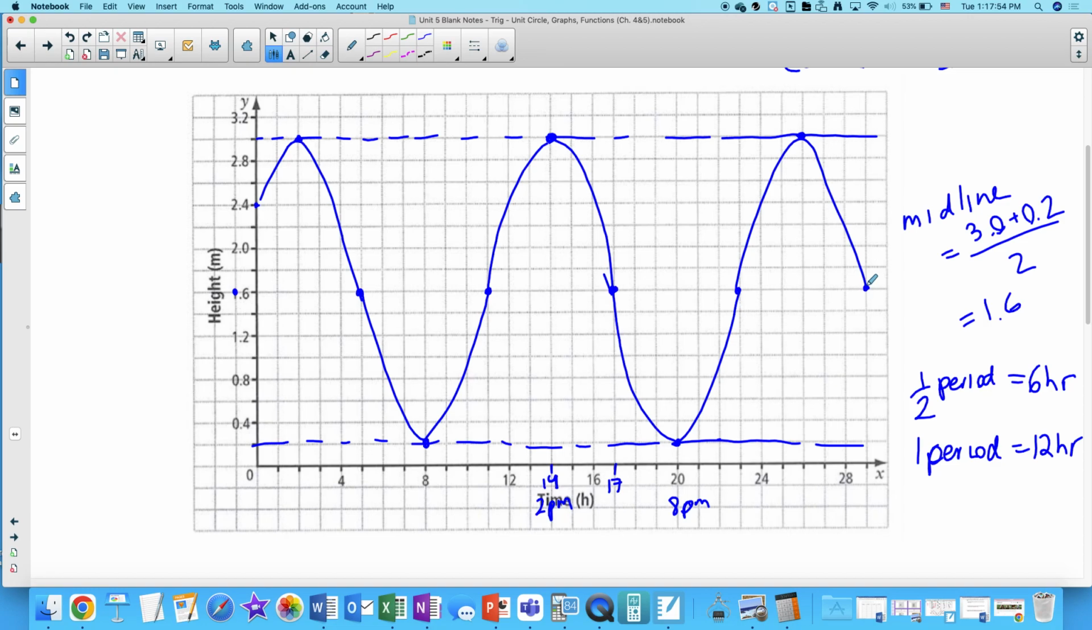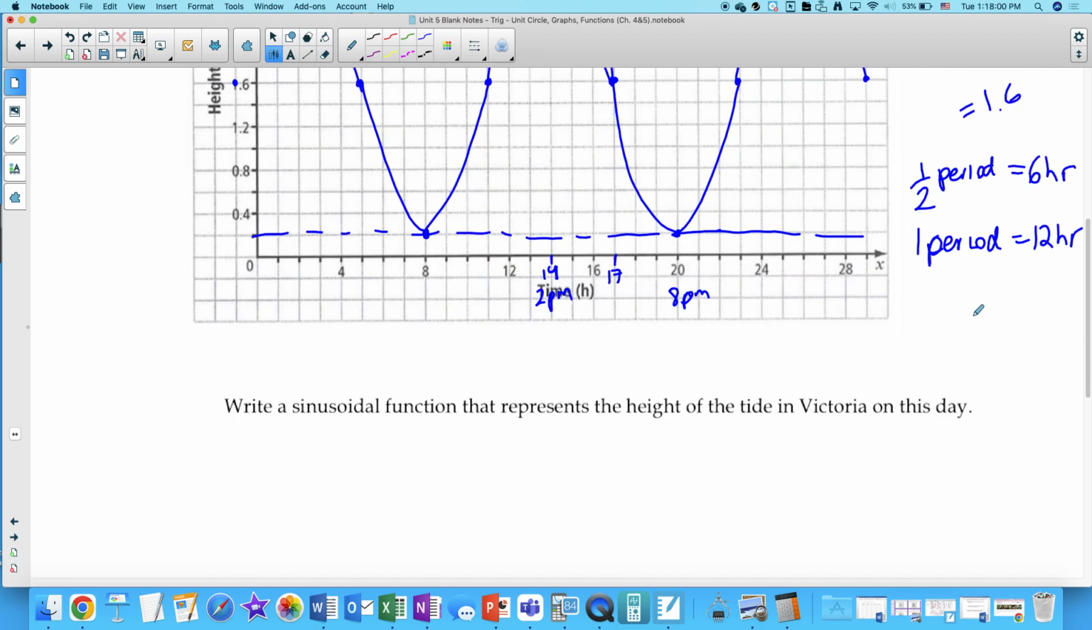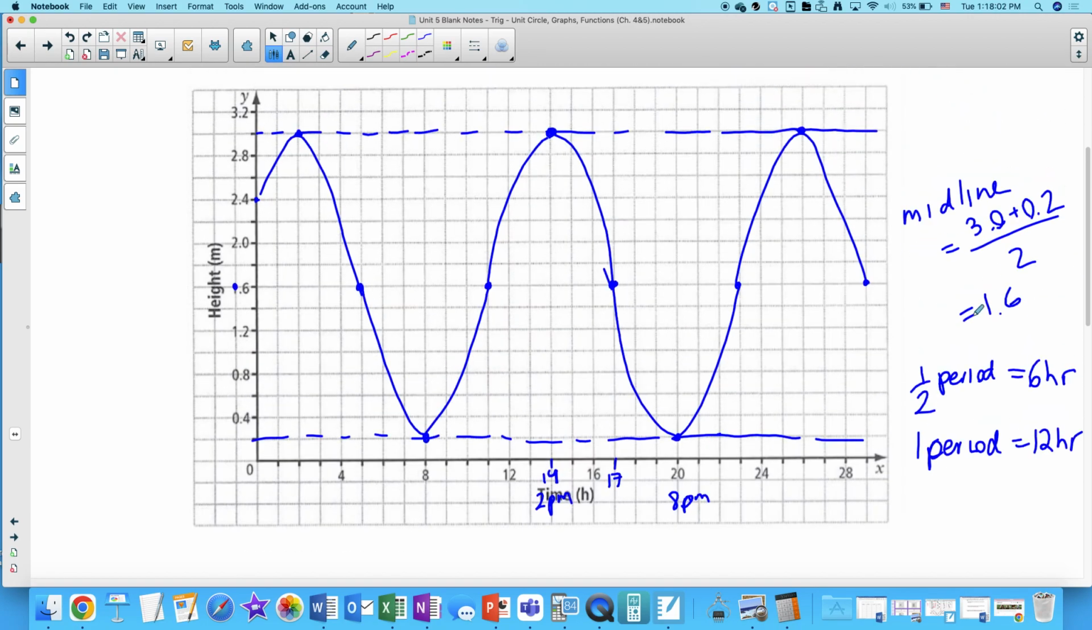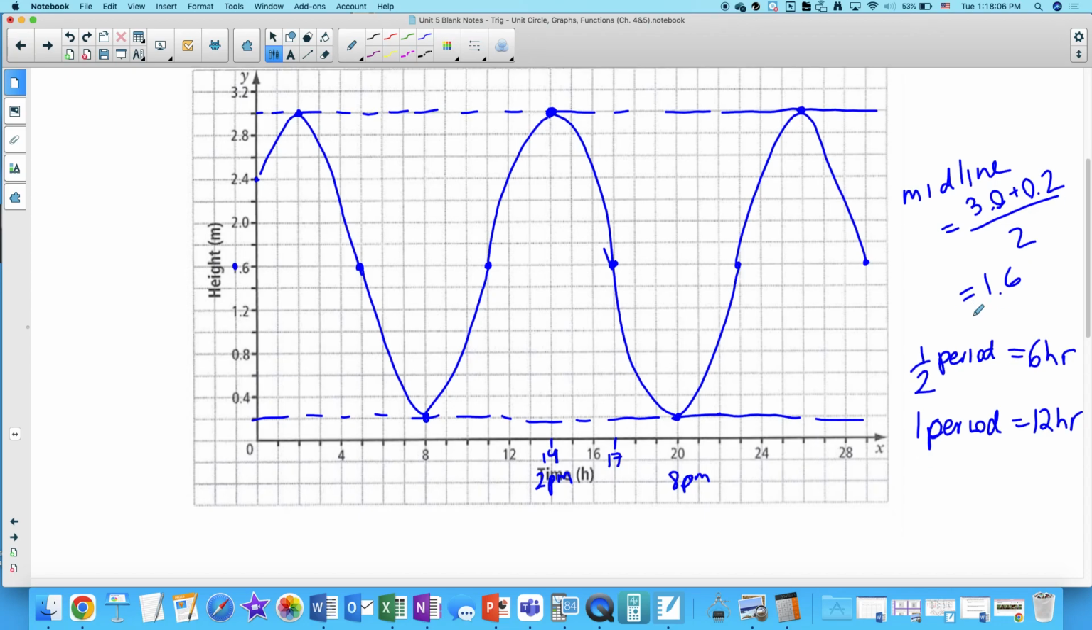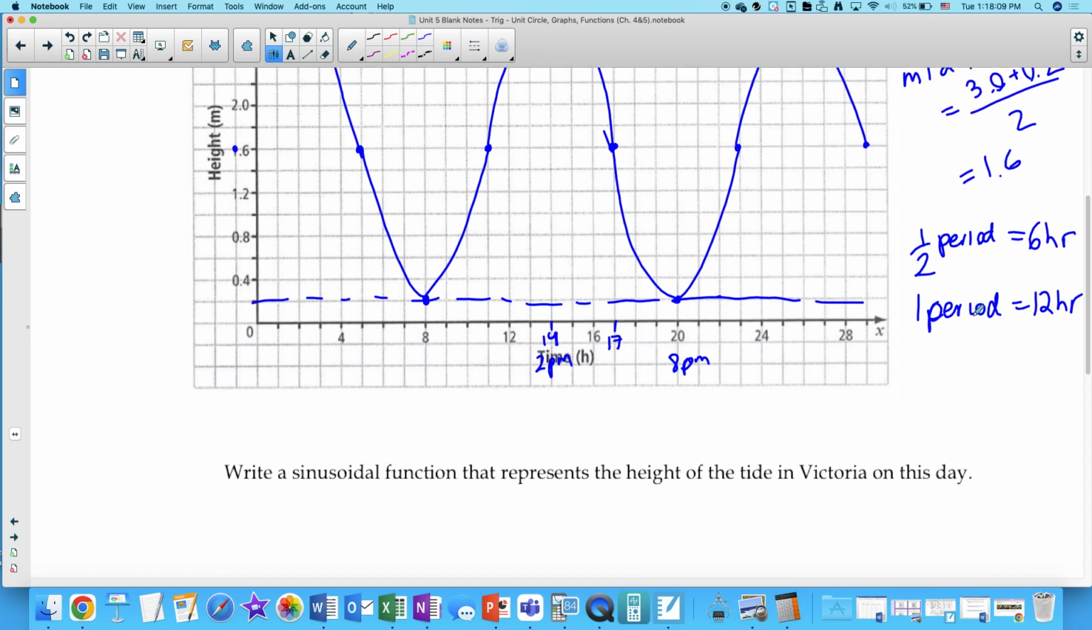We're going to come up with an equation. We've got the period, so we can figure out the b value. The period is 12 hours. B is 2 pi over 12, which is pi over 6. Okay, what would another important piece be to be able to come up with an equation?